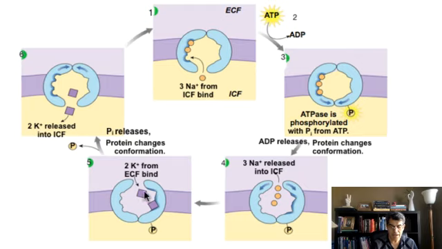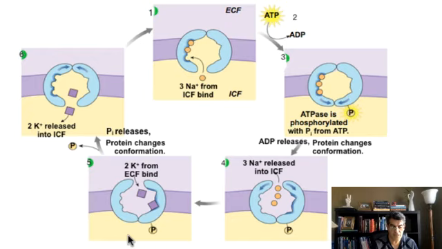But potassium has a high affinity for the pump now. As soon as potassium sits here, this pump is going to release phosphate. And again, as you release phosphate, the shape of this protein is going to change. And you remember when you release phosphate, the pump was open toward inside. And that's exactly what's going to happen.